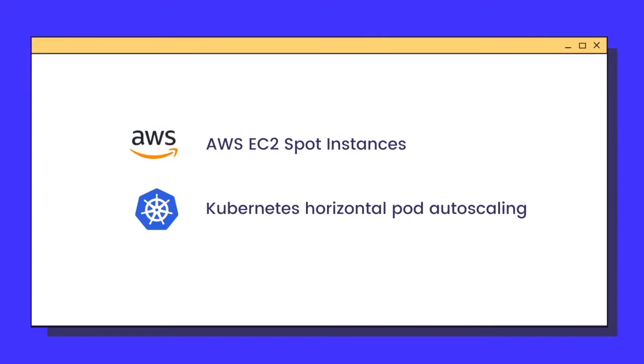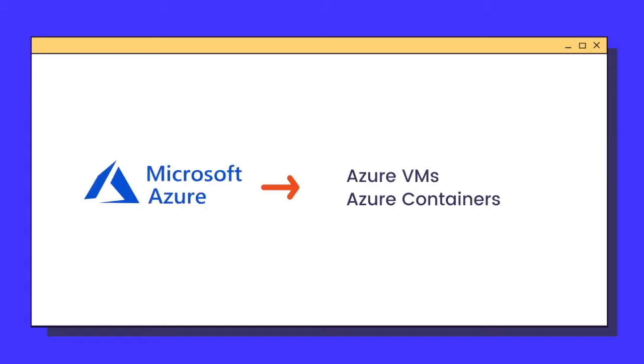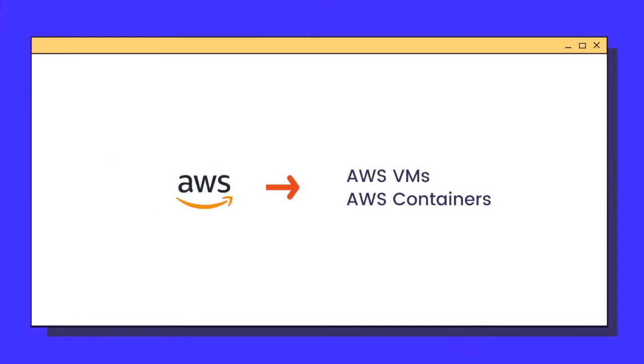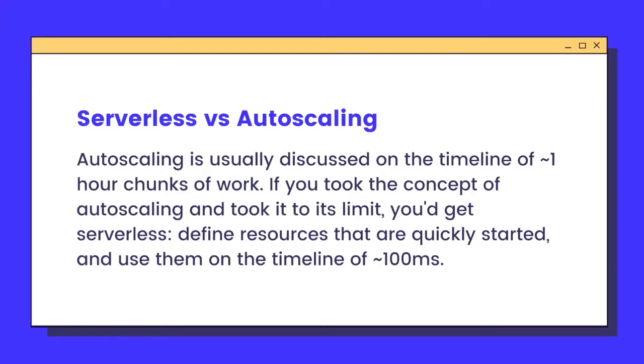Another popular technology for autoscaling is Kubernetes horizontal pod autoscaling, which sounds daunting, but since many providers provide Kubernetes out of the box, you can just assume that if you're using Kubernetes in containers, you'll get autoscaling if you configure it correctly. Just to illustrate, if you're using Microsoft's Azure as your cloud provider, there's resources for autoscaling VMs and for containers. If you're using AWS, there's again resources for VMs and containers. And if you're using Google Cloud, there's resources for VMs and containers. Autoscaling is usually discussed on the timeline of 1-hour chunks of work.